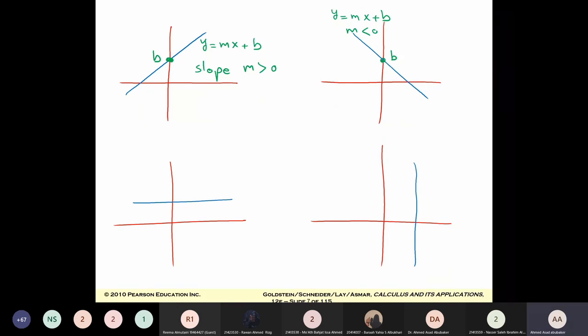If we have a horizontal line at the y-intercept b, the equation in general is y equal b. We don't have x because the slope equals 0. If we have a horizontal line, the slope equals 0, so 0 multiplied by x, so we remove the term in x, and we have only y equal b. This is the equation. And the last one, if we have an x-intercept, we don't have a y-intercept. X-intercept at a, so the equation is x equal a. This is the vertical line.